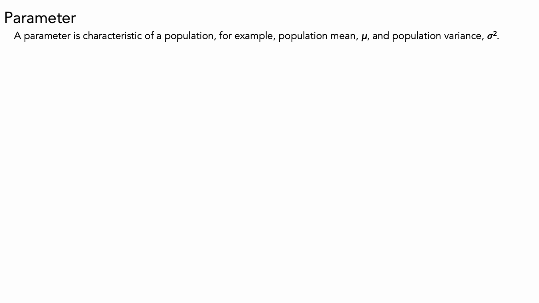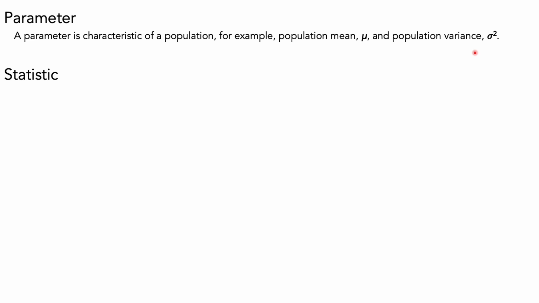A parameter is a characteristic of a population. For example, the population mean, which is represented as mu, and the population variance, which is represented with sigma square. So a parameter describes a characteristic of a population. Parameter is related with population.